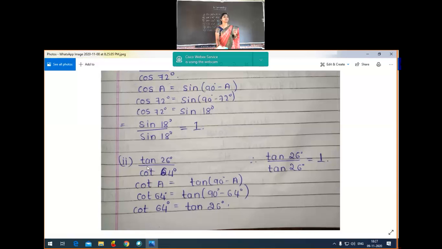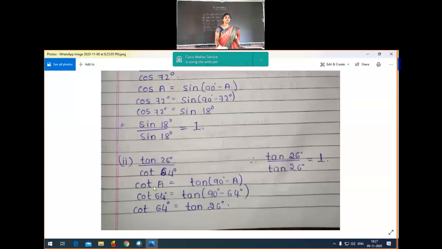Same type of problem. Here you are keeping this one as constant. Tan 26, you just keep tan 26 only. So we are dealing with the denominator part. In the denominator part, cot 64 degree is there.